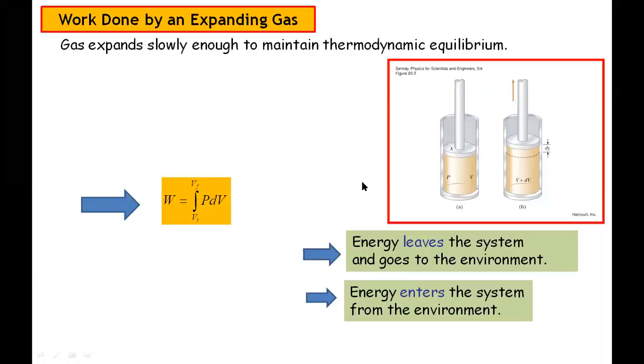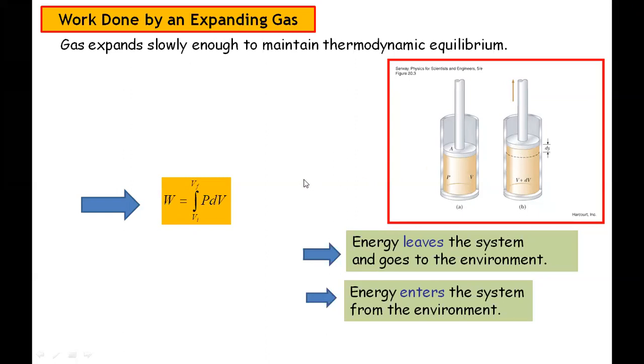Okay. Work done by an expanding gas. If we expand gas, what happens? The gas expands slowly. Here is the gas, the piston, and this is the area. We have to expand slowly enough to maintain thermodynamic equilibrium.